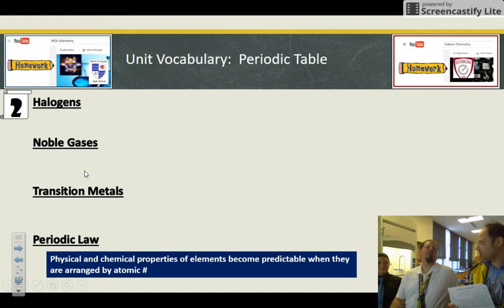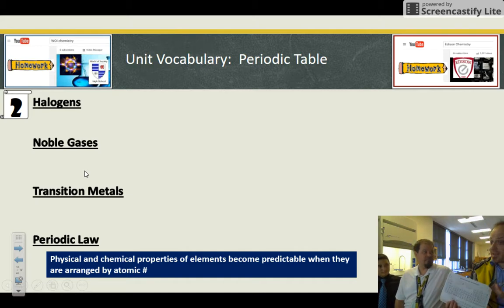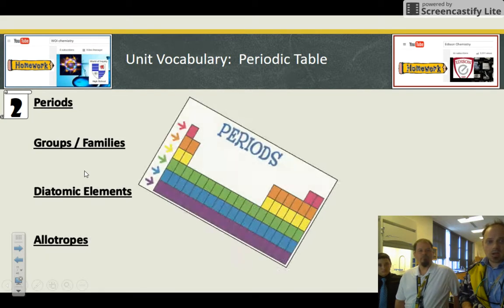Periodic is something that comes every so often, and it repeats. The newspaper comes every day, and ESPN magazine comes every month, and it gets very predictable, and that means the same thing. The periodic table is very predictable because of the periodic law.